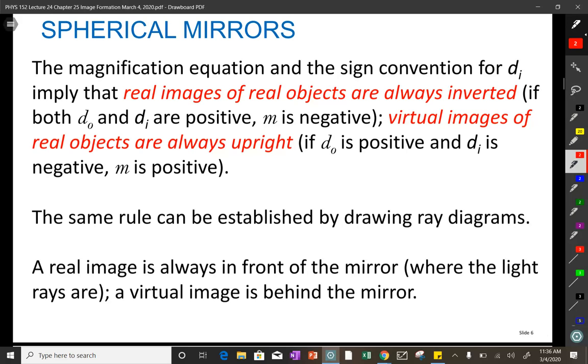Okay, so that's because it's a virtual image. It's forming on this side. It was always in front of you the whole time. It never went behind you.